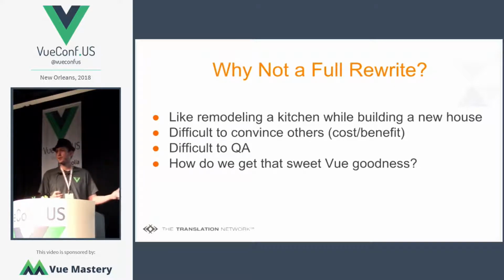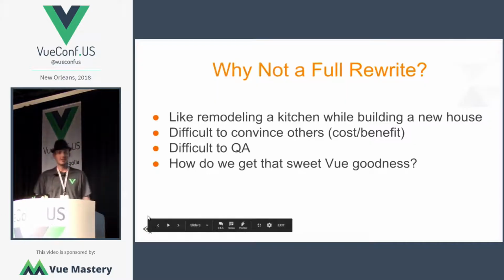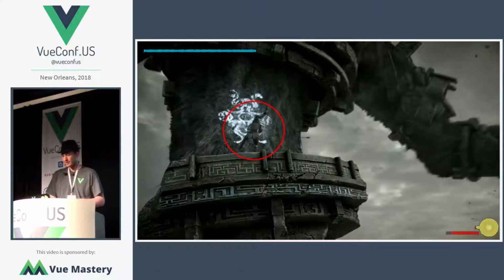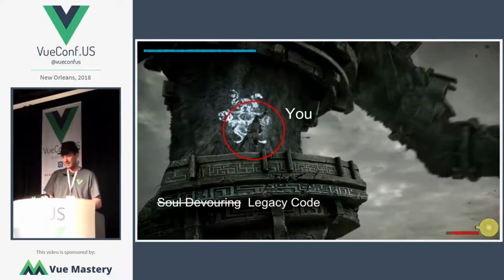It can be difficult to QA. They're probably going to have to do a top-down QA. Even if you write tests, some guy out there has got to go through your website again and make sure it's all still working. And so how do we get that sweet Vue goodness into our applications today? The answer is one stab at a time.